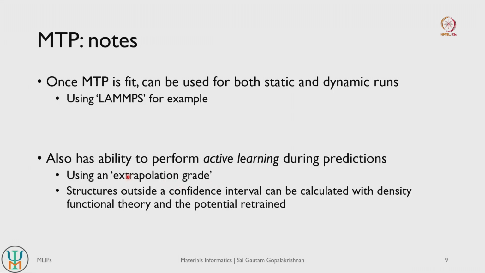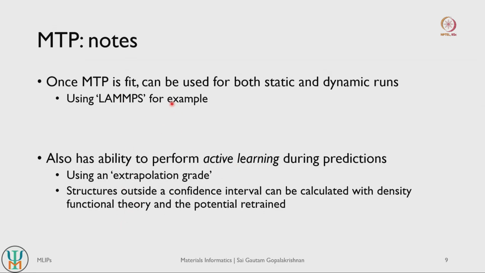If it is confident in its predictions, then it continues to do the dynamic simulations, but if it is not confident, then it has the ability to stop and let the user know that it is not confident of making predictions on a given configuration or a given structure. You can then take that structure, do DFT calculations, refit the moment tensor potential, and then proceed with the original calculation. That is the typical workflow in active learning, and moment tensor potential has active learning built in, so it is easy to incorporate with existing density functional theory or LAMMPS workflows.